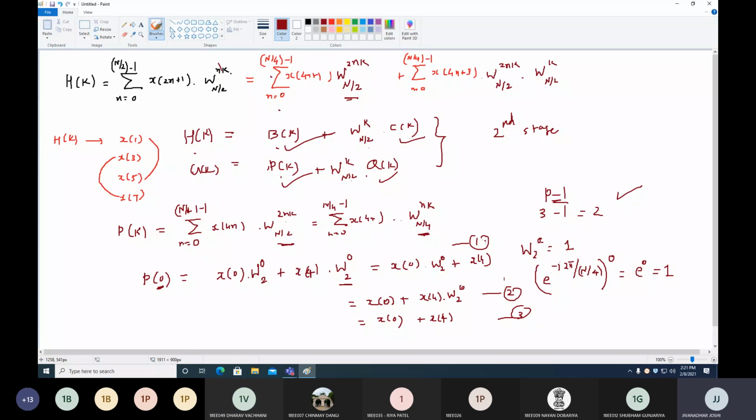Yes, sir. Okay. But we need to be careful about the symmetry while drawing the butterfly diagram. In the cross term, we are generally putting the Tweedle factor with the bottom one. Over here, this is my x of 0 and this is my x of 4. So let W2 raised to 0 be here, and let us take x of 0 directly, like we are taking all the upper signals or upper terms directly without Tweedle factors.